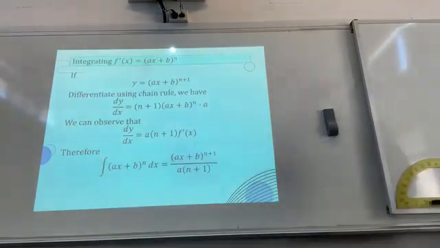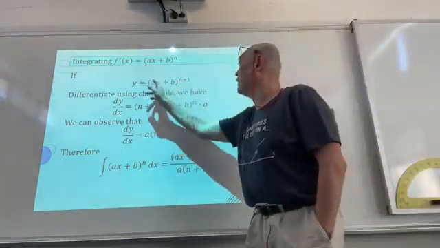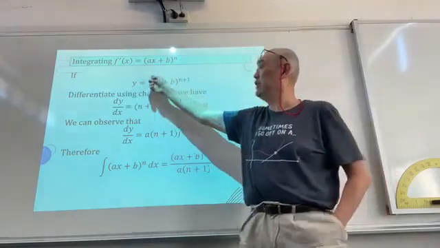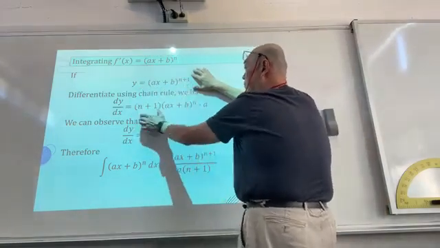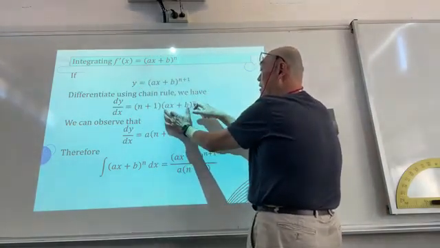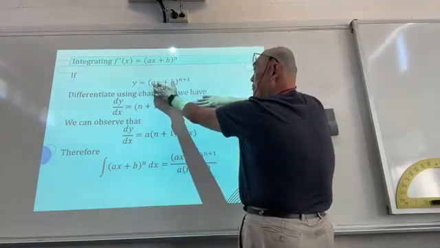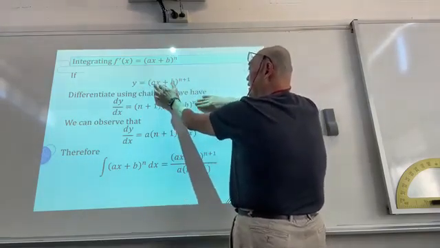So what's the integral? Now, if I integrate f dash x, which is equal to (ax plus b) to the power of n, let's look at the situation when y equals (ax plus b) to the power of n plus 1. If I differentiate that using the chain rule, I need to differentiate the whole thing first: (n plus 1)(ax plus b) to the power of n. Correct? Remember, I said chain rule: differentiate the outside first, then the inside.